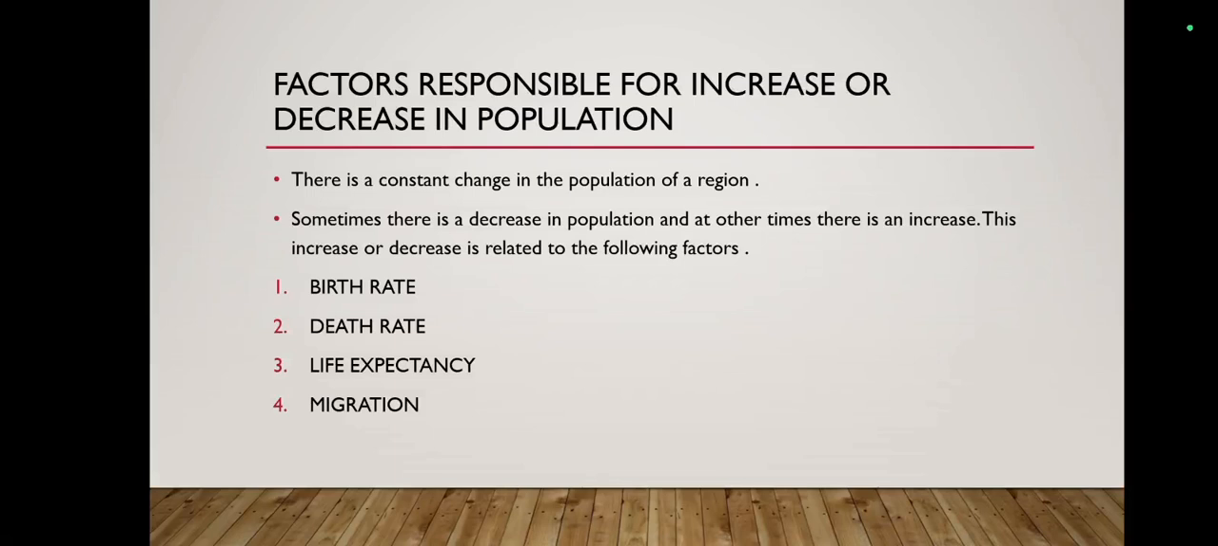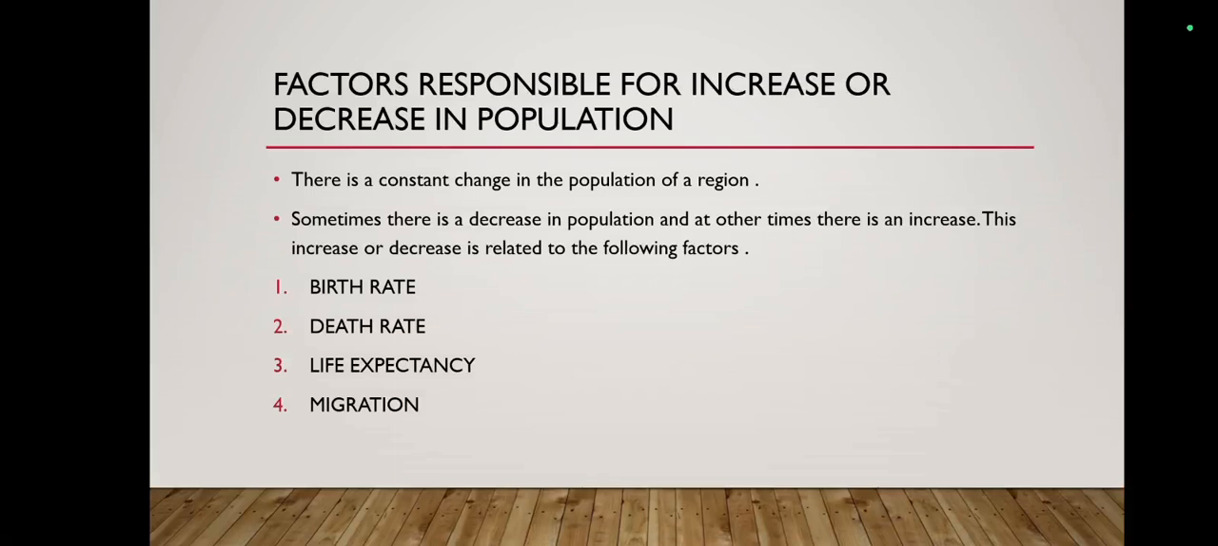Third is life expectancy. What is life expectancy? The average lifespan of an individual expected in an area at the time of birth is known as life expectancy. Fourth is migration. The movement of an individual or a group out of an area or into an area is called migration.